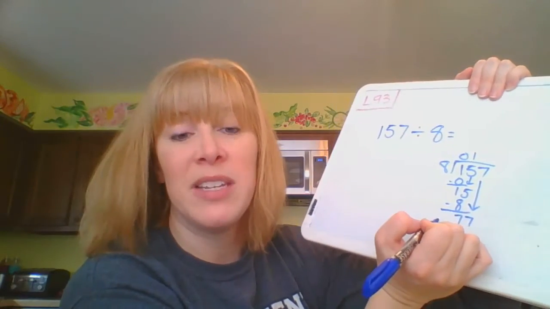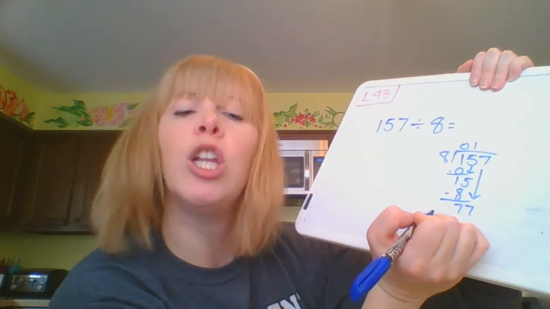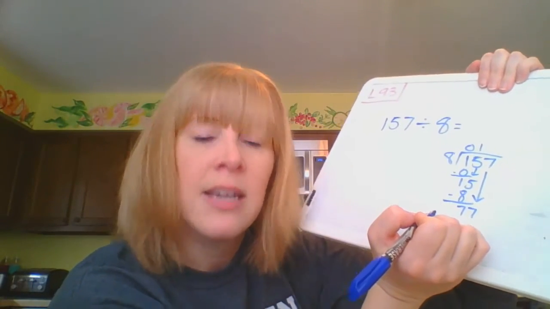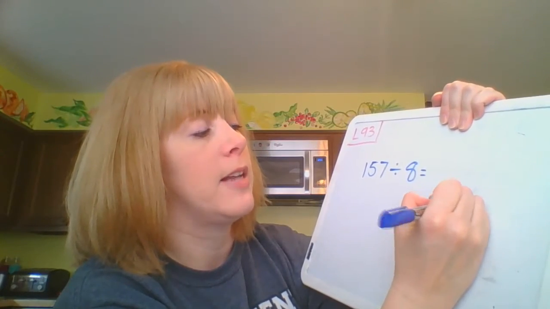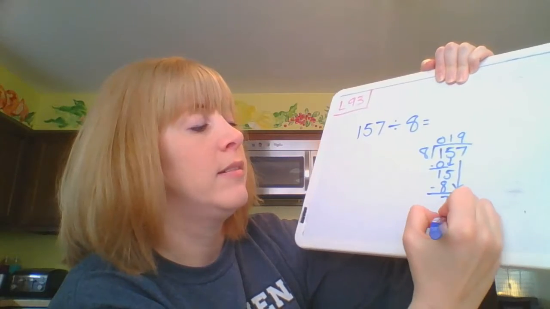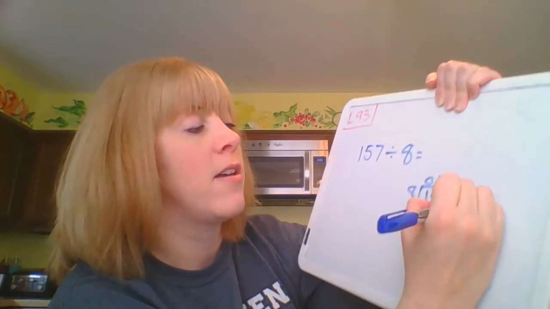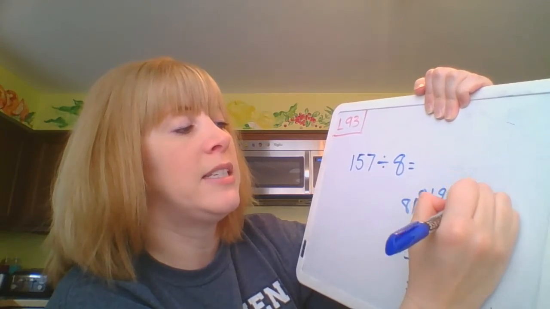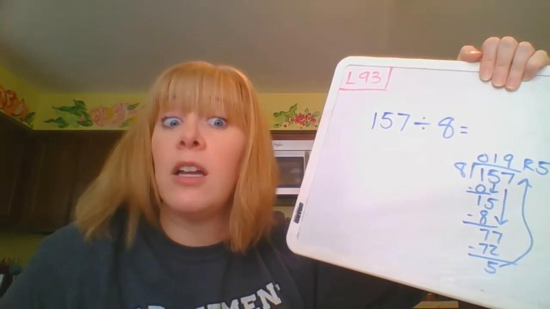And I'm going to say, oop, this isn't going to go in exactly even. So I'm going to say, what's the closest multiple of 8 to 77? So I'm going to put a 9 up here because 9 times 8 is 72. Subtract it. 77 minus 72 is 5. 19, remainder 5. So very, very close to that 20 that I estimated.